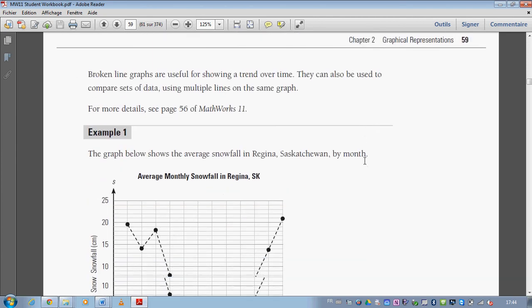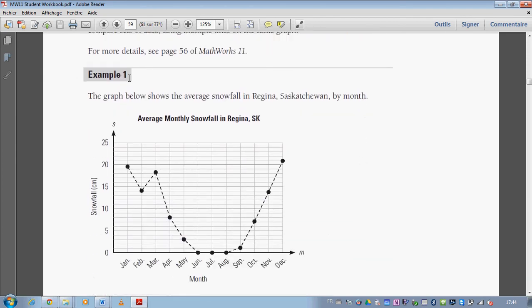Taking a look at example 1, average monthly snowfall in Regina, Saskatchewan. That's a pretty good title. The title should pretty much explain what you're looking at in terms of the graph. It has to make a good summary of what you're looking at here. Average monthly snowfall in Regina, Saskatchewan. There's no doubt as to what we're about to look at here.